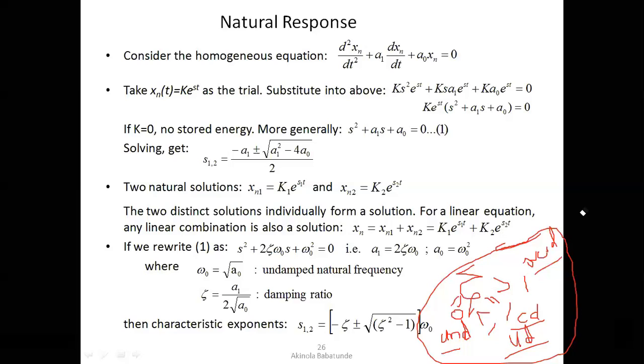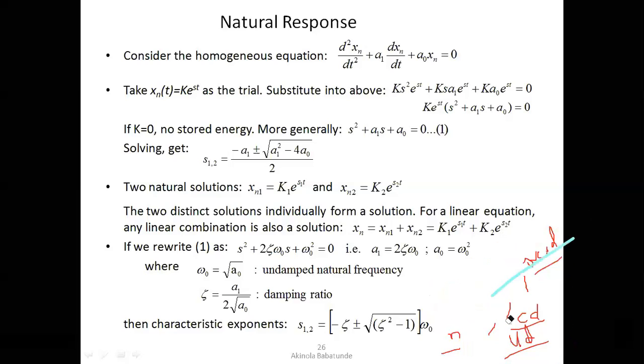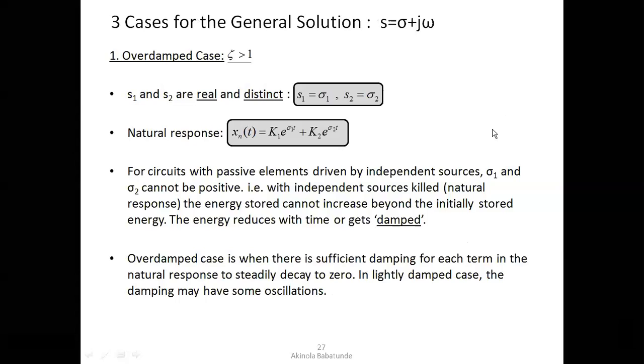So having this in mind, let's go ahead and discuss the 3 most important cases that we can discuss for the general solution. We have the overdamped case, and I told you that whenever we have an overdamped case, it simply means that zeta is greater than 1. In that particular case, you obtain real and distinct solutions. Please pay attention to this.